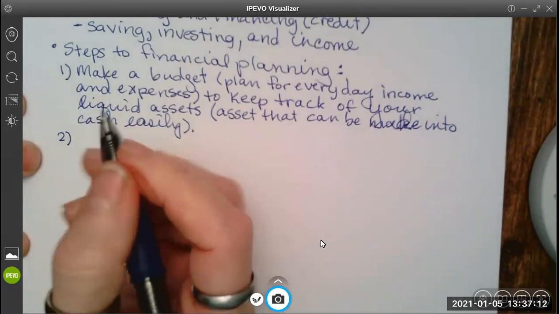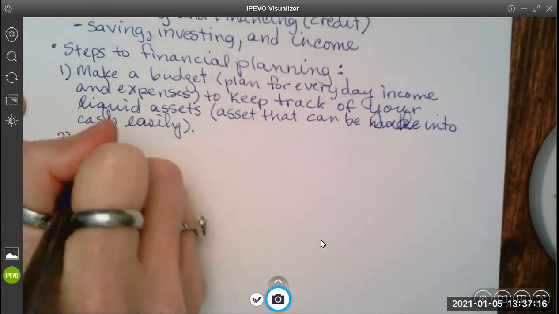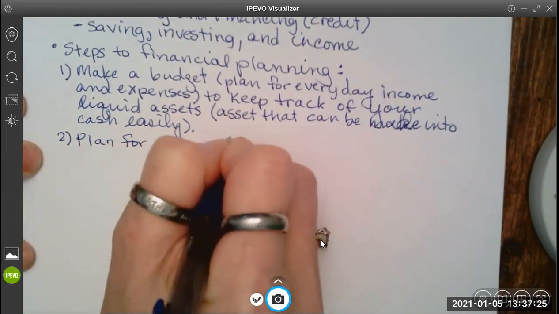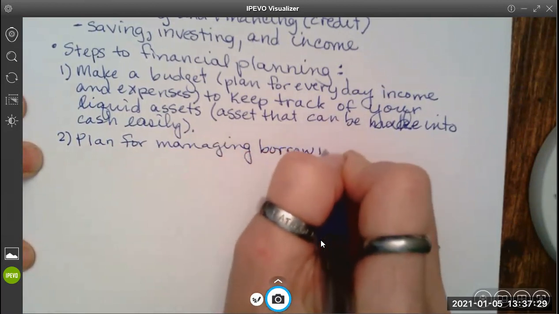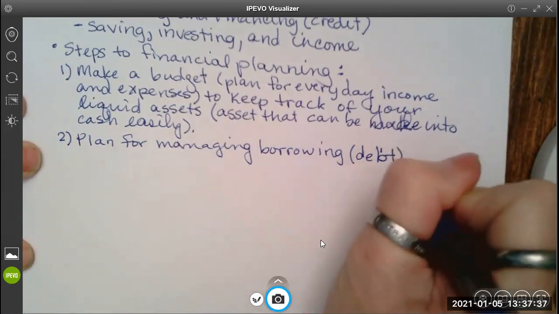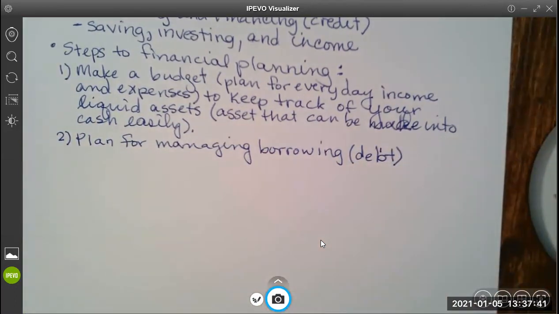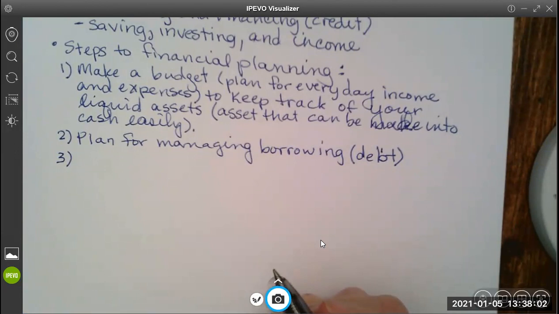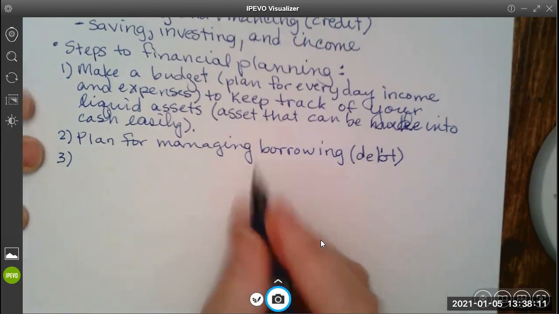Okay. Second step is to plan for managing borrowing. Okay. Now you need to plan to manage your borrowing, and borrowing is your debt. Because if you don't plan and manage your debt, it will plan and manage you. Okay. And as we get farther into the lecture, that'll become a little more understandable. But some of you know people, relatives or whatever, who live paycheck to paycheck. They don't have a lot of extra because they have a lot of debt. Okay. So planning to manage your debt, planning to manage your borrowing is a big piece of the financial plan.